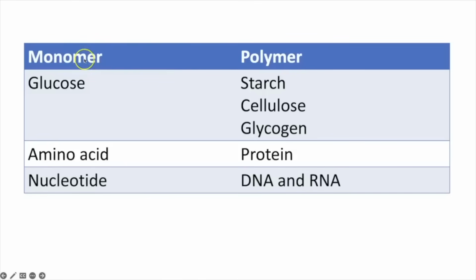Here are our examples of monomers and polymers that you need to know in this topic. Glucose is a monomer which forms the polymers starch, cellulose and glycogen. Amino acids are the monomer that forms the polymer protein. And nucleotides form the DNA and RNA polymers.